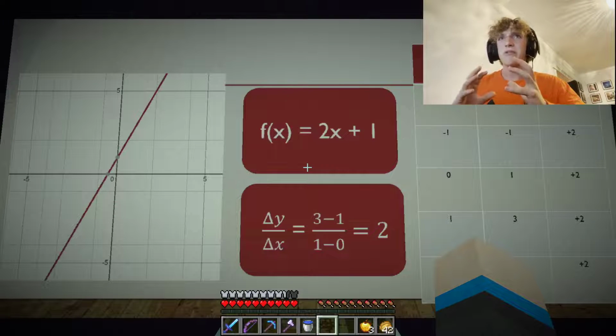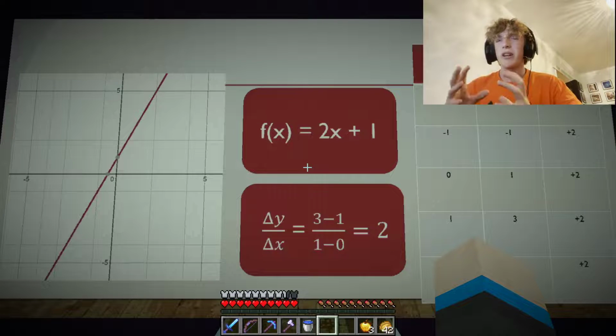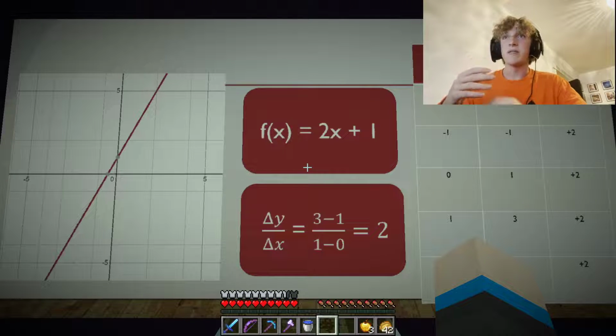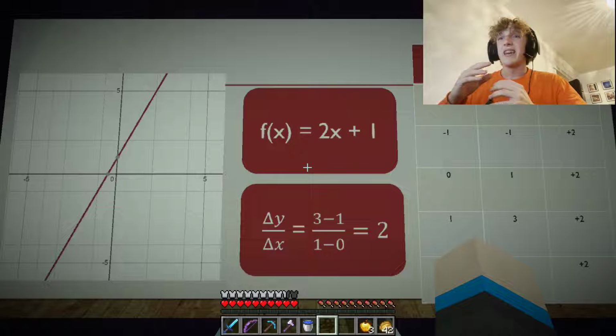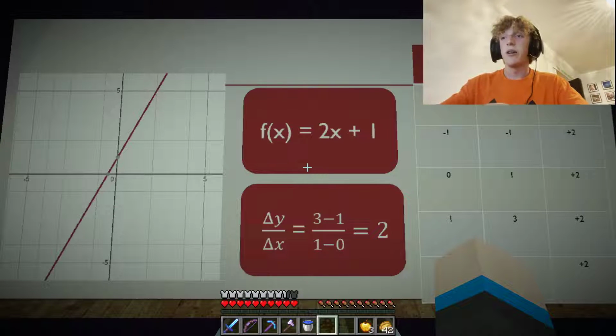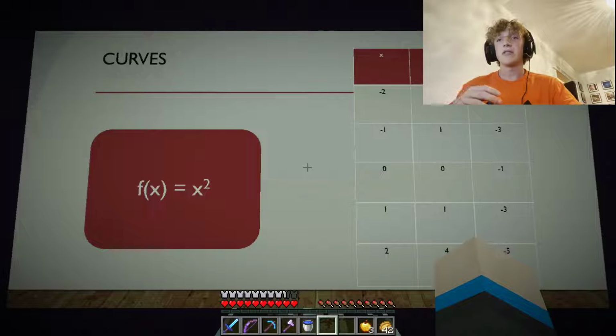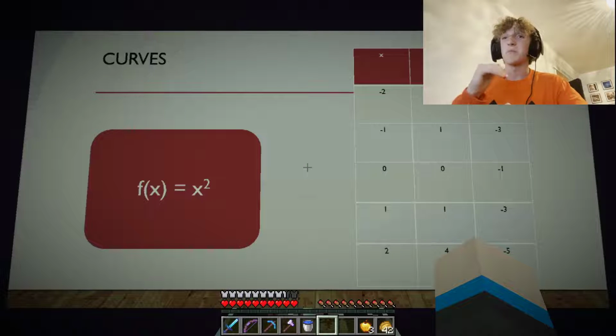The instantaneous rate of change describes the rate of change at an exact x value. This can be thought of somewhat as the speed of the graph and how it's changing at that exact point. This is simple to find in a linear function because the slope is constant, and in that case, it is always 2. However, finding the instantaneous rate of change in a curve is much more difficult.